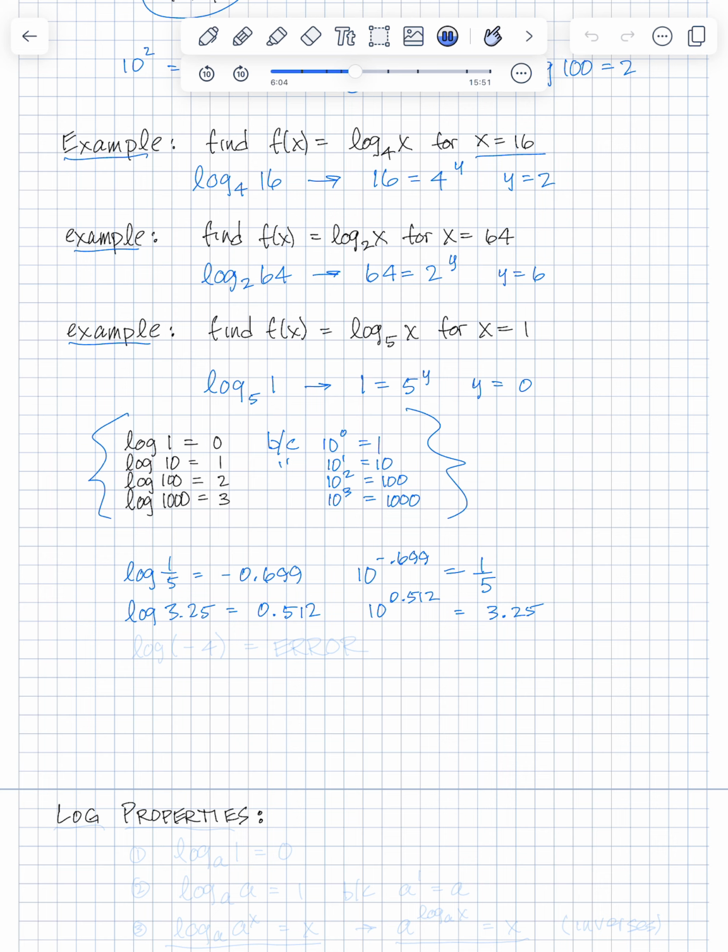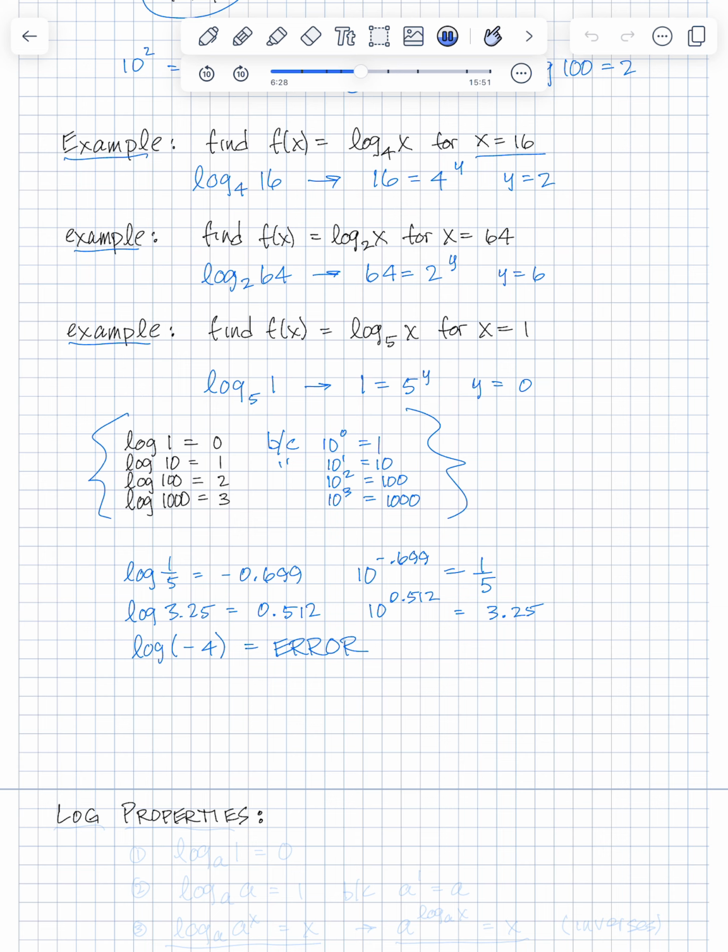Now, what if you were to take the log of negative 4? You get an error because you can't take the log of a negative number. You're not allowed. You go to algebra jail if you try to do that.